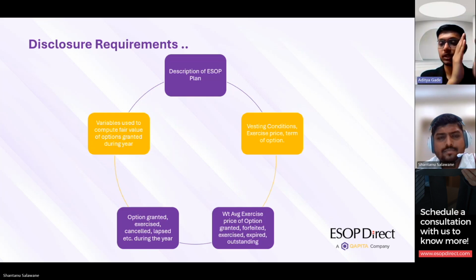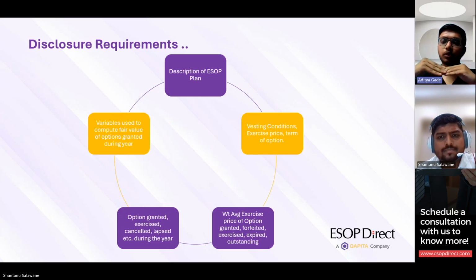Of that 100 shares, the company has allotted 10 shares, that is 10% of total shares, to ESOP. So whenever in future the company decides to grant options, they would be granting those options from that 10% ESOP pool. So that is the main thing that we have to mention.